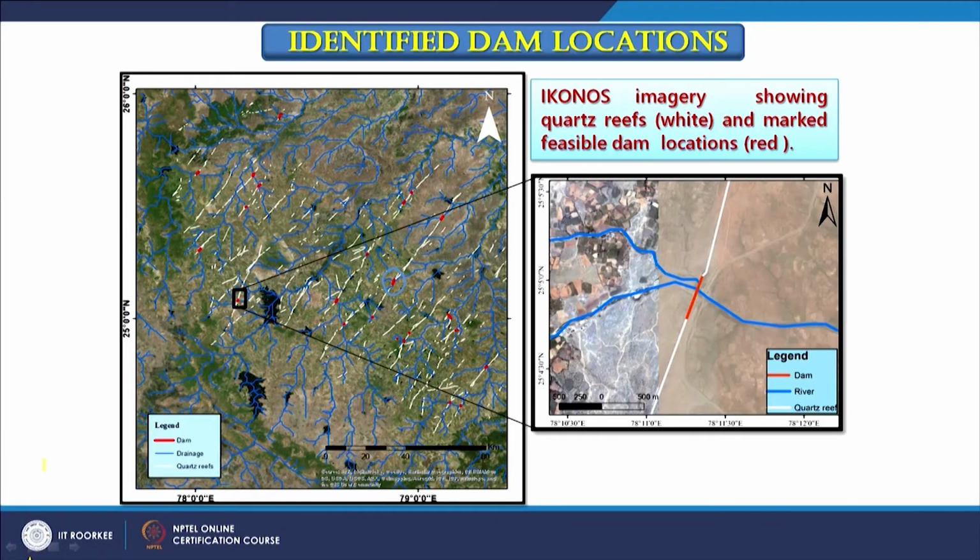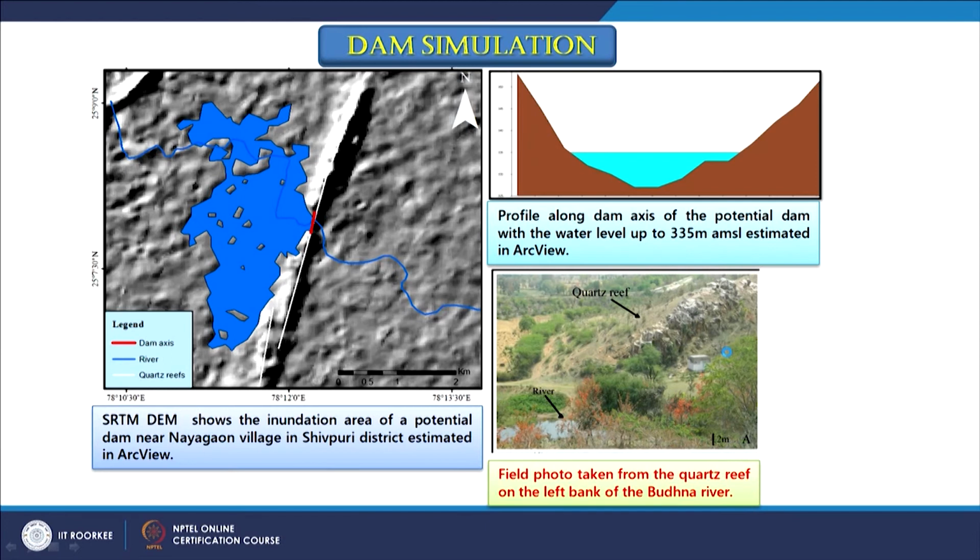So, a lot of such sites, which are marked here with the red color, have been identified. One site, the zoomed part of that site, shows the proposed dam axis, and the remaining is the quartz reef. A stream is flowing like this, and if it is checked, then a dam will come in a few years' time.